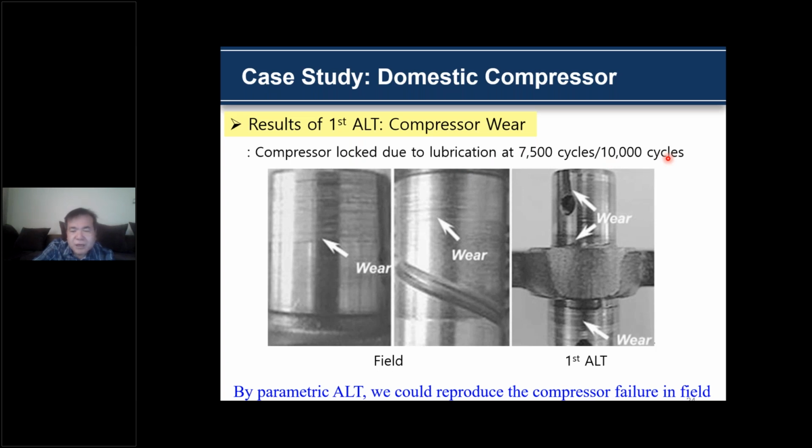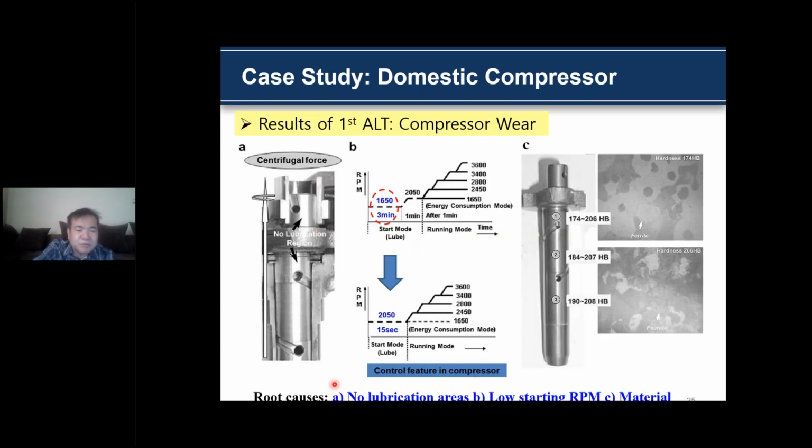This is the field photo. This is the result of the first parametric ALT. Both photos are very similar. By parametric ALT, we can reproduce the compressor failure in the field. We checked the design of the compressor and found three main design problems: one is the no-lubrication area, another is the low starting RPM, and also the crankshaft material.